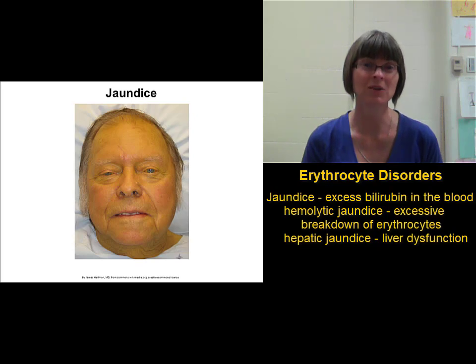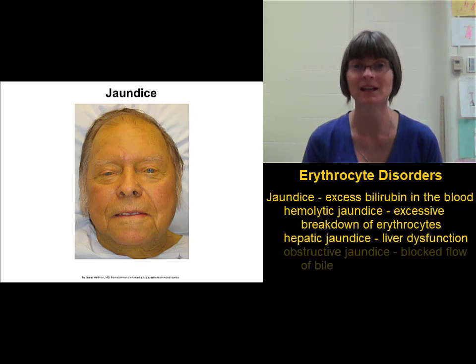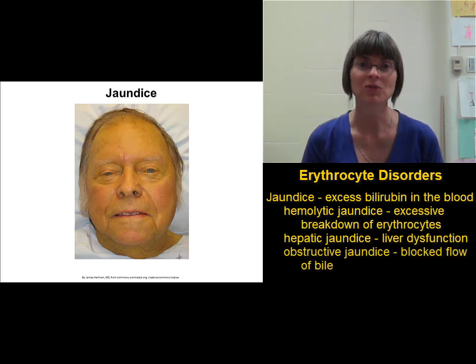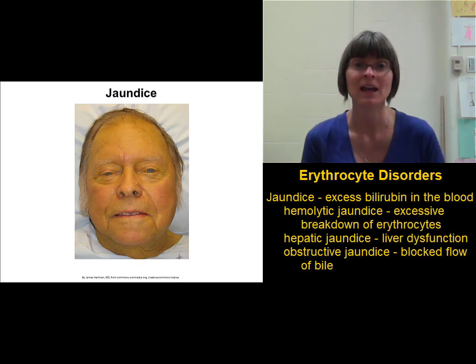Another mechanism for increasing the level of bilirubin in the blood is obstructive jaundice. In obstructive jaundice, something is blocking the flow of bile out of the gallbladder and into the digestive system. If the flow of bile is blocked and you can't get rid of the bilirubin that way, then it sort of backs up into the liver and builds up in the blood.